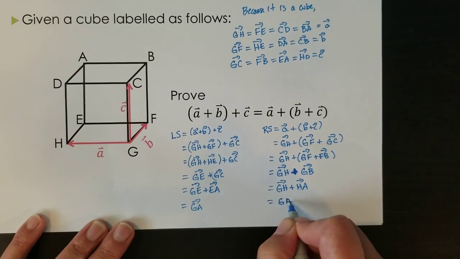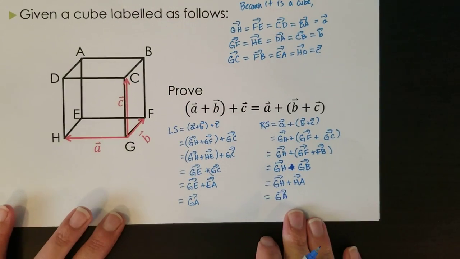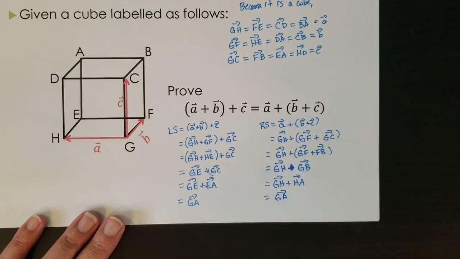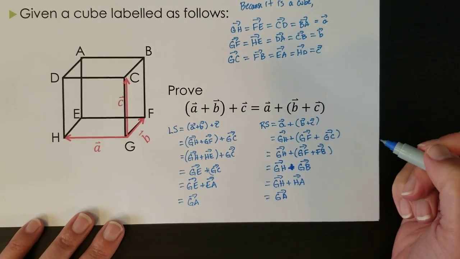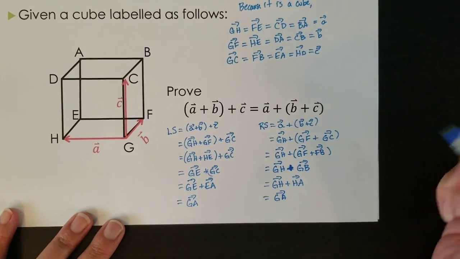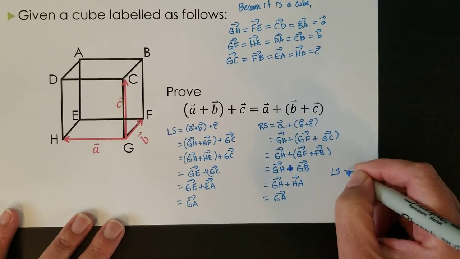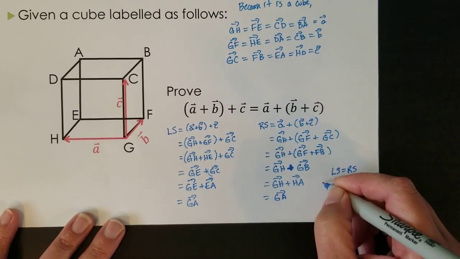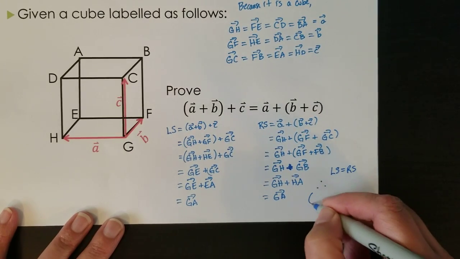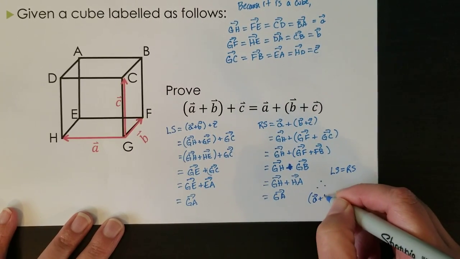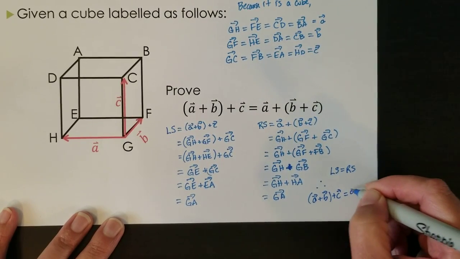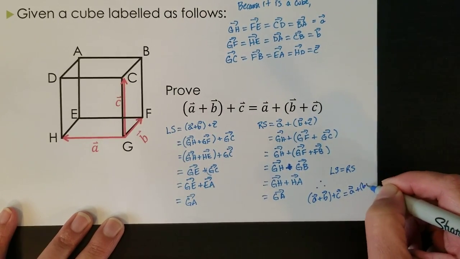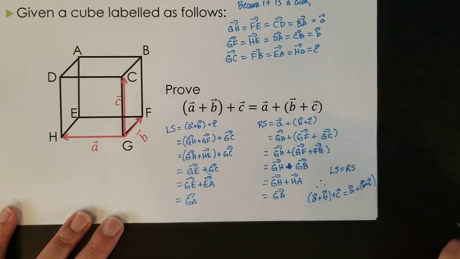And we get GA. So we have worked this out using the definition of the cube, using those equivalent vectors, and doing these in the order that the brackets indicated. So left side equals right side, therefore, and we should write this out, A plus B plus C equals A plus B plus C. A little bit squished at the bottom there.